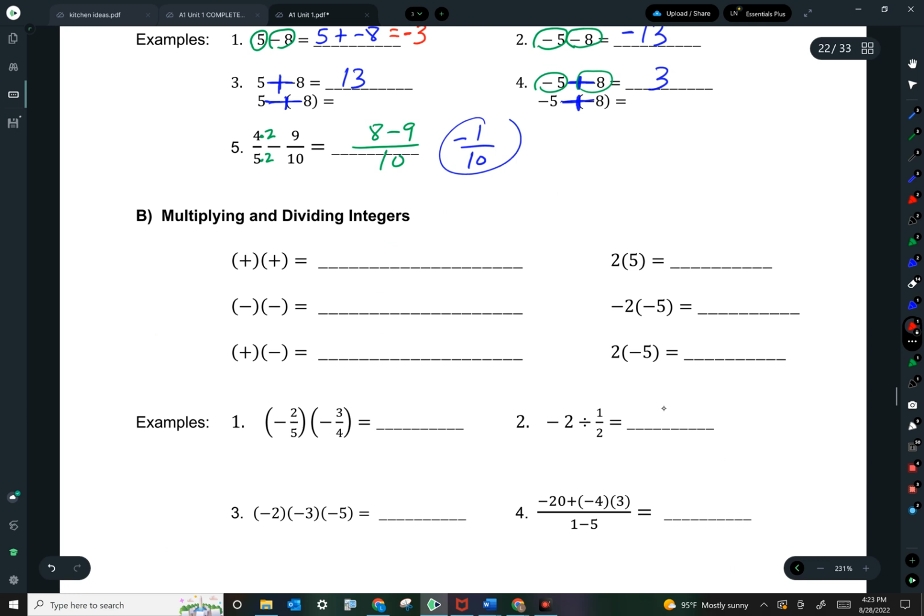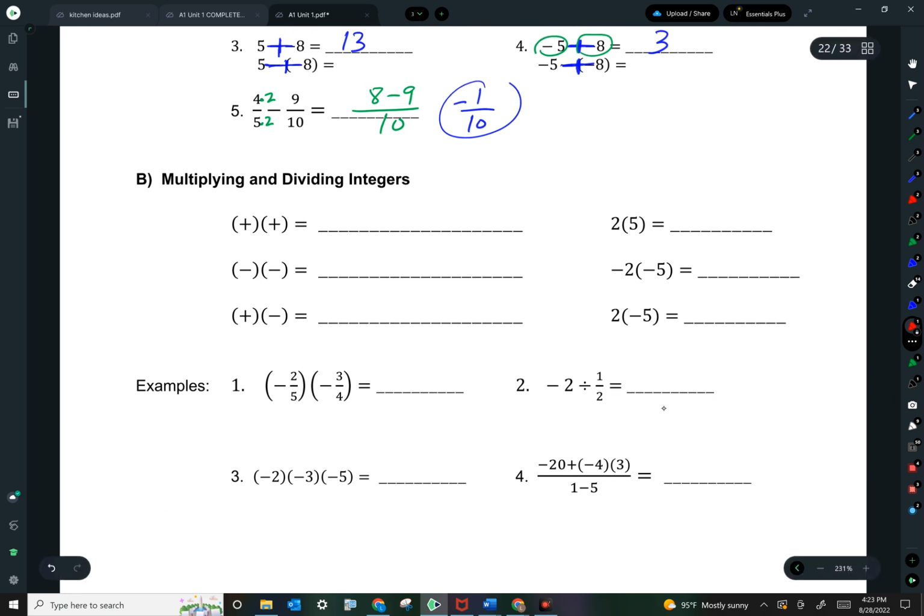Usually these are kind of easier for people than addition and subtraction, so we'll just do a quick refresher on these. Whenever you multiply two positives, it always equals a positive. When you multiply two negatives, it always equals a positive. You probably heard the phrase, two negatives make a positive. And then if you multiply one of each, positive and negative, it doesn't matter which one's smaller and which one's larger. It always equals a negative.